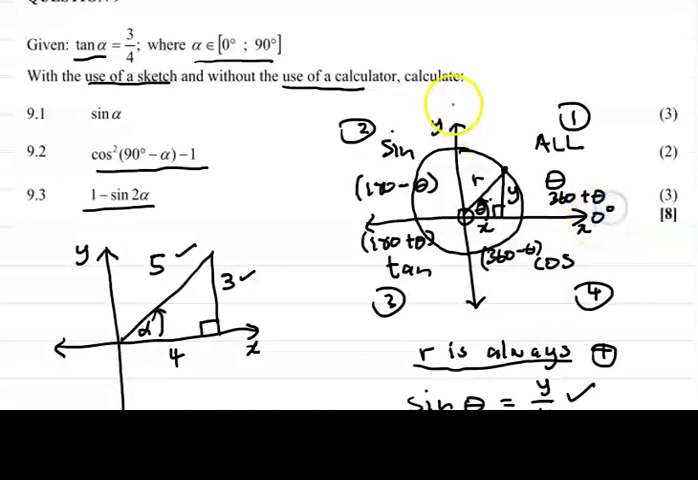Let's just put in here 0 degrees, 90 degrees, 180, 270, and completing the revolution, 360 degrees.